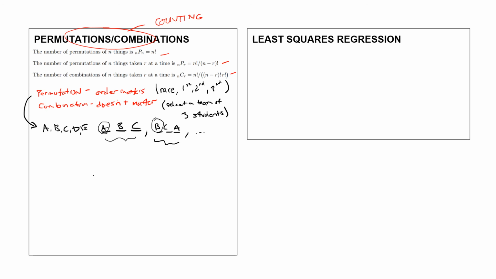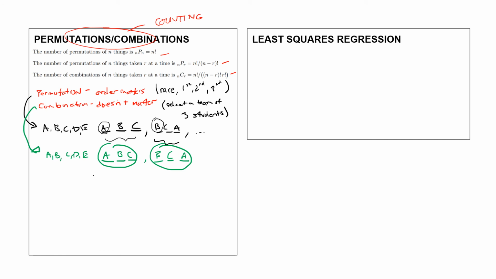On the other hand, a combination order does not matter. So once again, we'll say we have students A, B, C, D, E, but let's say we said select a team of 3 students. So on your team, if you had students A, B, and C, and then another option is, again, let's try BCA, effectively, don't you have the same team here? They're the same 3 students. It should not be counted multiple times.